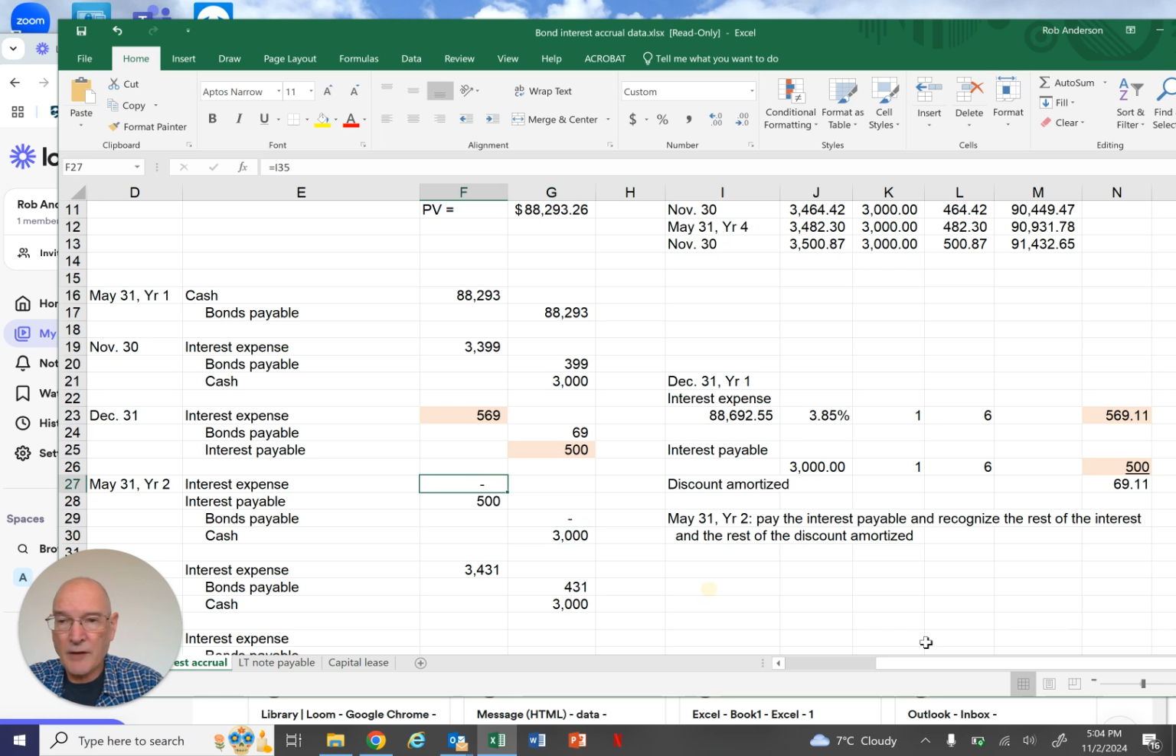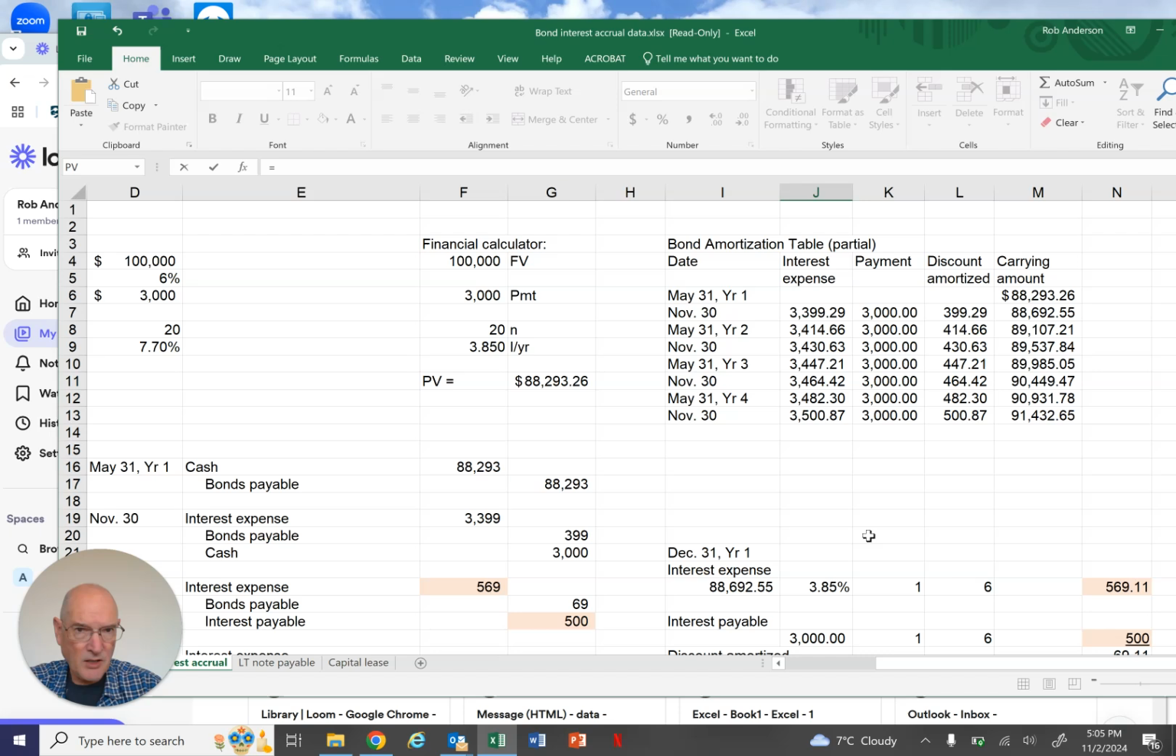So that was easy. Like, what's left? Well, we have to record the rest of the interest for the 6-month period. So we've done 1 month, we need to record the other 5 months from December 31 to May 31. And then we have to record the remainder of the bonds payable for that same period of time. So let's just look at what those numbers are. If I go to my amortization table, the interest for that full period is $3,414.66.